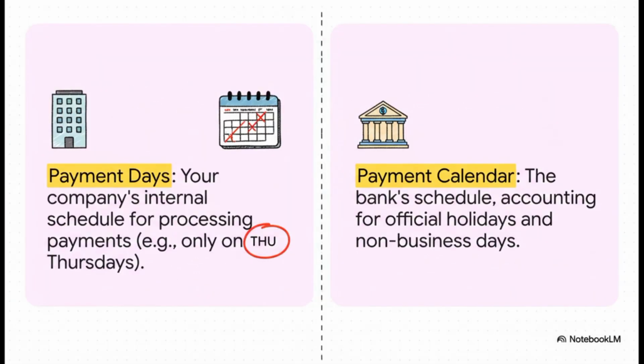Now, this is a really key distinction to get. Payment days, that's all about your internal rhythm. Maybe your company's policy is we only process payments on Thursdays. That's your schedule. But the payment calendar, that's about the outside world. That's the bank holidays, the weekends, days when money just isn't moving. For the system to be truly accurate, it absolutely has to respect both.